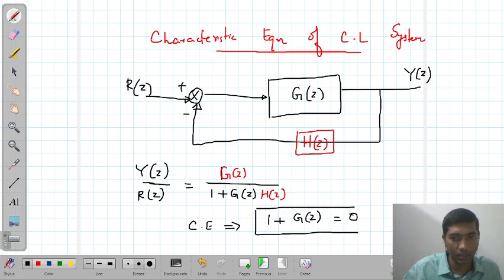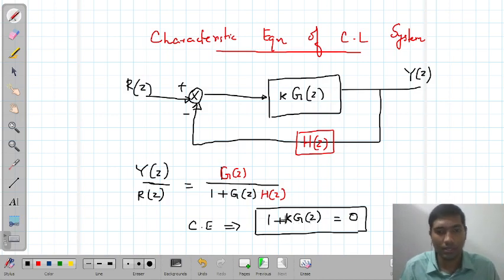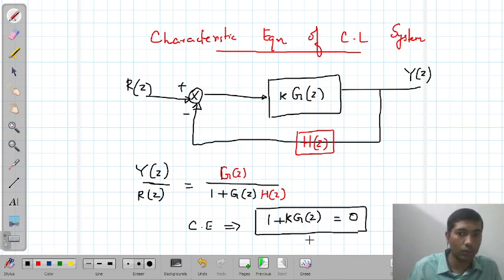I just want to mention this quickly. If there is a gain k, for example, in some questions you will be asked to find the gain k to make sure that the closed loop system is stable. In that case, the characteristic equation becomes 1 plus k into G of z equal to 0. So this is the characteristic equation of the closed loop system.